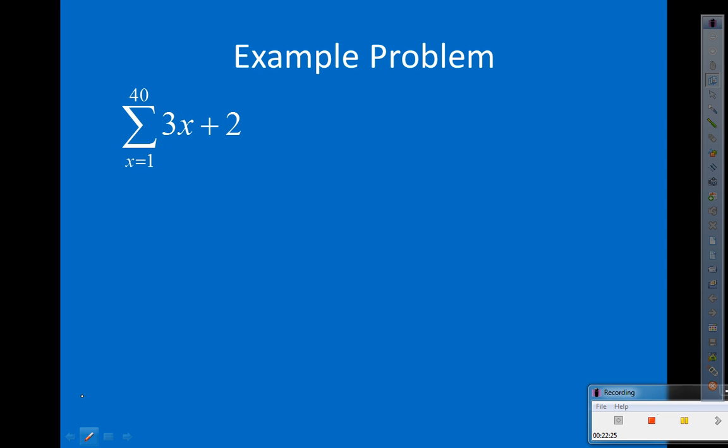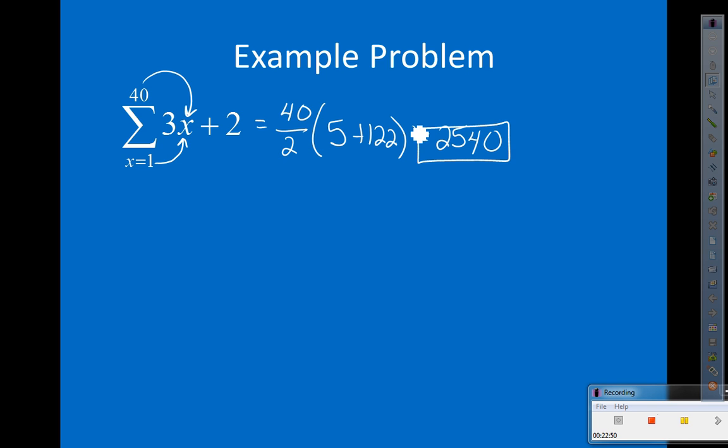Here's maybe one more. Sum up these 40 terms. 40 divided by 2. Plug in a 1, get a 5. Plug in a 40. 3 times 40 is 120 plus 2 is 122. Run that through your calculator. I got 2,540. Okay? That's your lesson. That's what we have done.